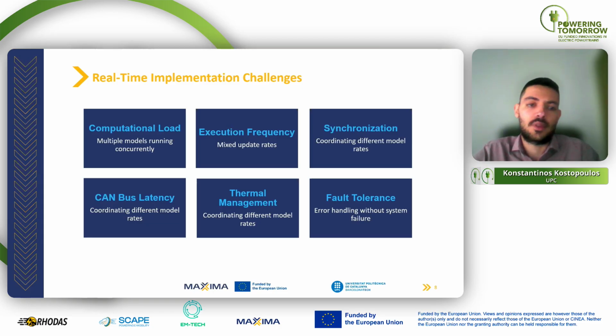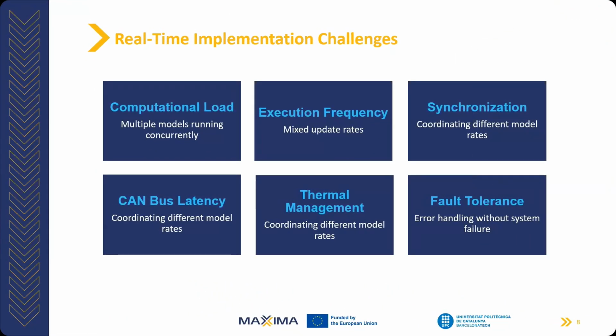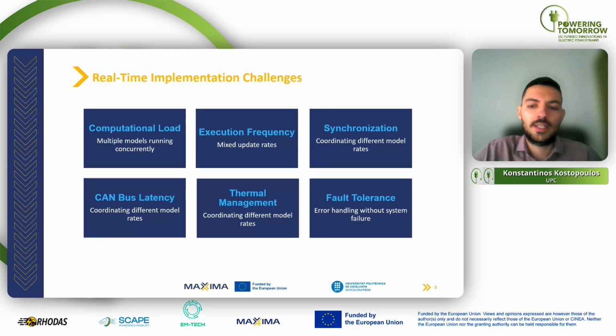One more challenge that we have is the communication latency, because the CAN bus may limit the real-time data exchange speed. Then we have the thermal management, and here basically the high processing loads increase the heat in our system, and for this reason we may need a better cooling system, for example. And finally, we have the fault tolerance, and for us this part is very critical, because we need to manage errors without affecting the overall digital twin operation. This is very critical.